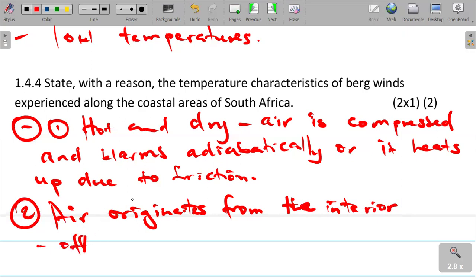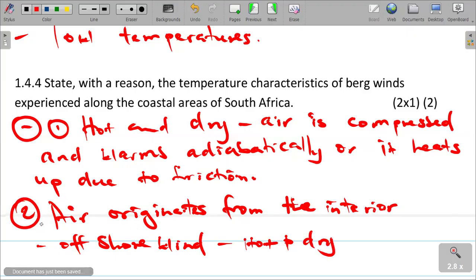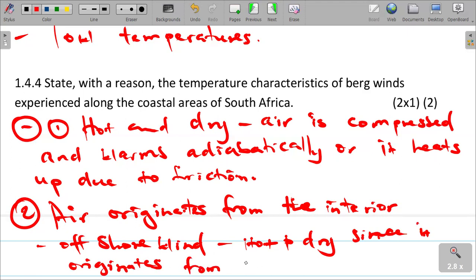It is called an offshore wind, which means that the offshore wind is generally hot and dry. It's naturally hot and dry because it is developing over the land, since it originates from the land. That is one thing that I want you to take note of.